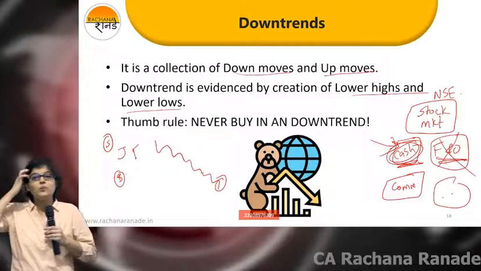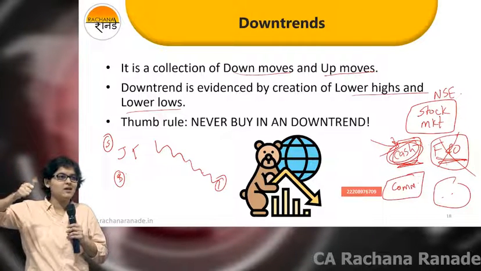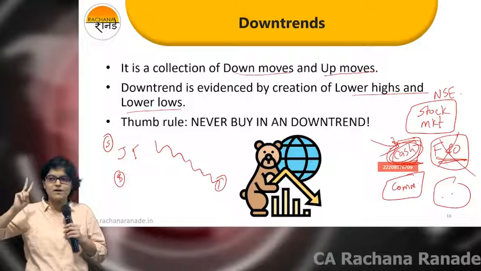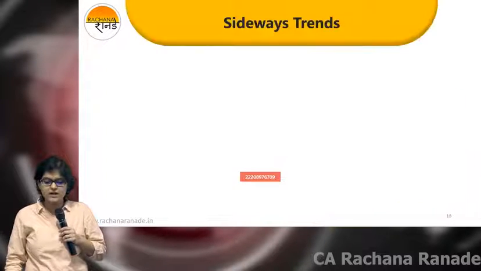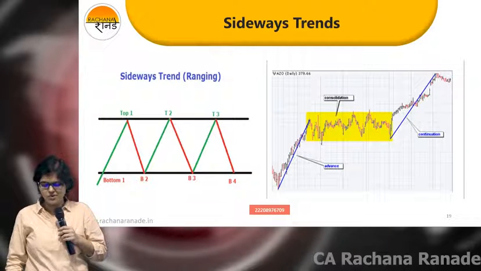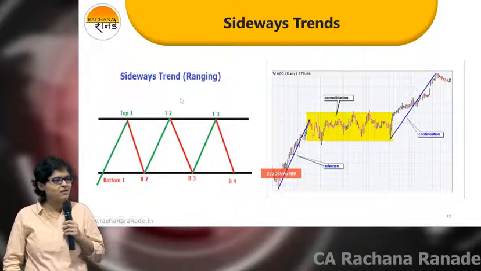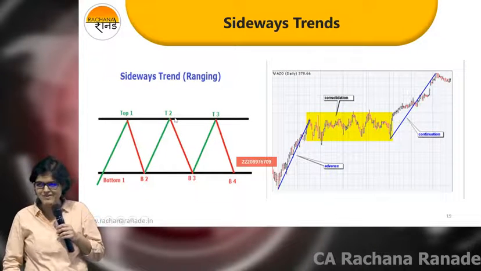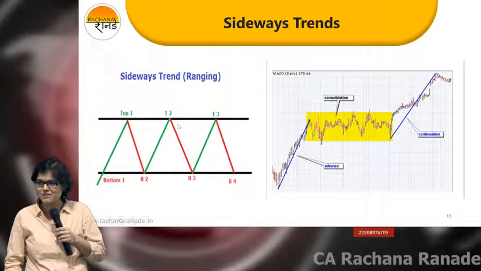Okay. So one more time, what was the first thumb rule? Uptrend: never sell in an uptrend. Downtrend: never buy in a downtrend. And what is the last type of trend? Sideways trend. What will be for sideways? Buy here, sell here, buy here, sell here. Simple. It's not that simple. You'll never know what is the bottom. You'll never know what is exactly the top.